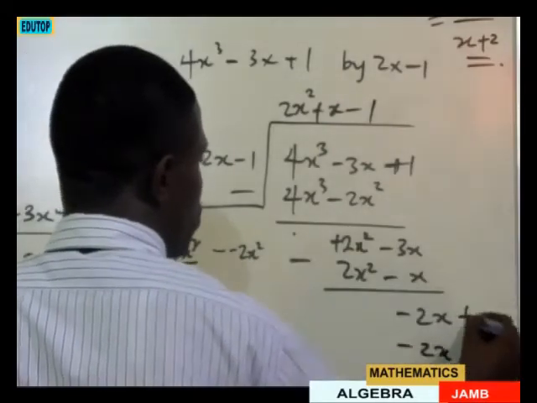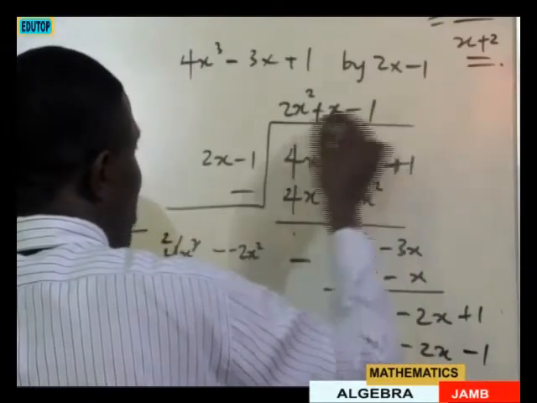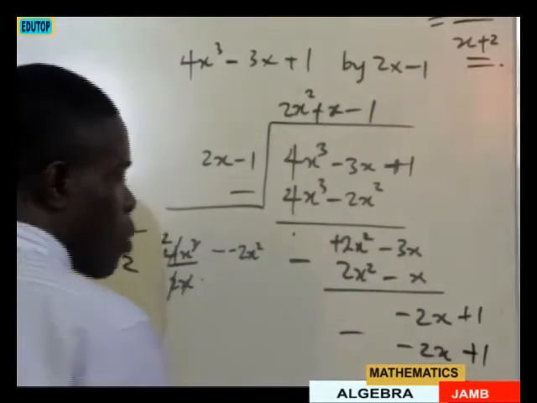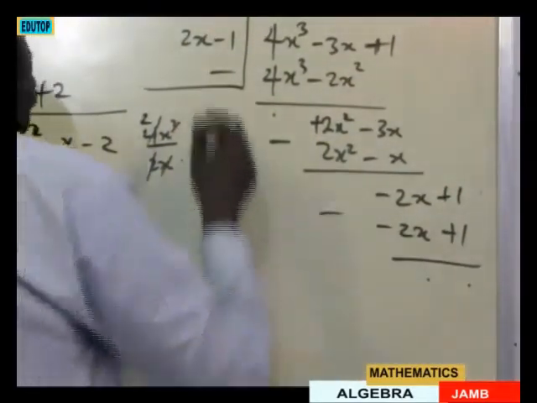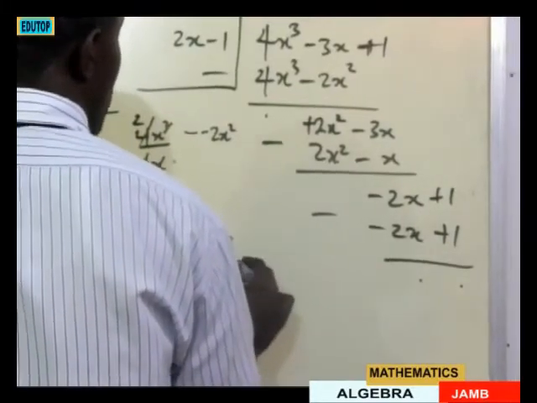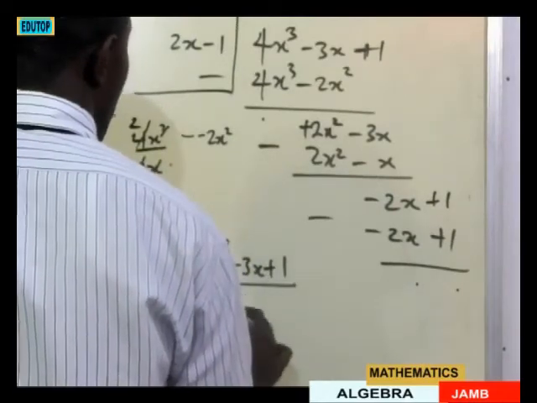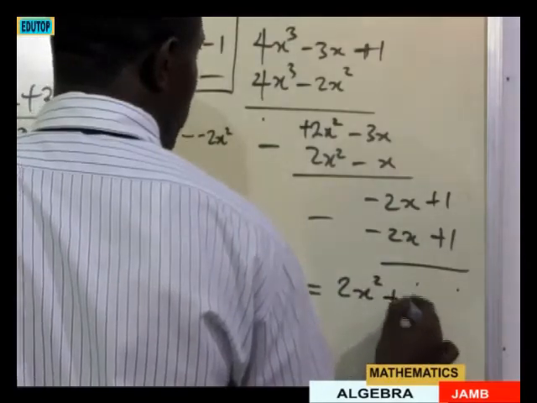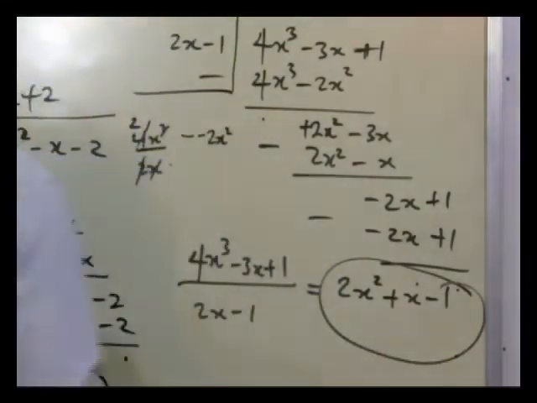Bring the last one down, plus 1. Bring this one down, minus 1. Plus 1. Minus 1 times minus 1, that's plus 1. And you subtract. By subtracting this one becomes 0, this one also becomes 0. So automatically, when you divide this by this, your final answer, that's 4x cubed minus 3x plus 1 divided by 2x minus 1 will give us 2x squared plus x minus 1. So this is the answer of the division.